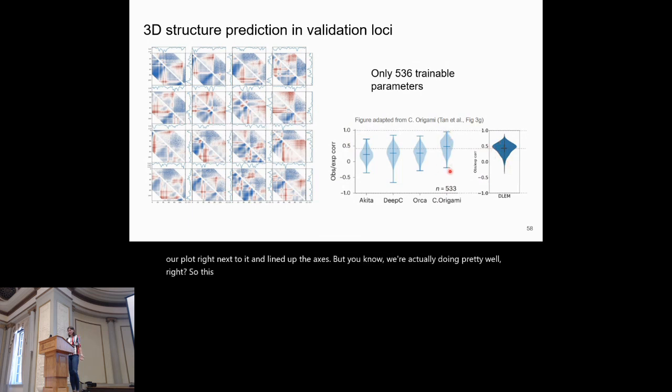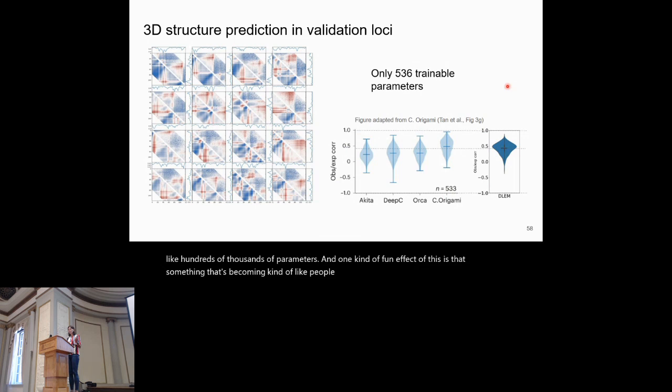So this is C. Origami. It's using exactly the same data. This is our performance. It's not quite as high, but it's pretty good on completely held out data. And one thing about our model is that it only has 536 parameters. So you might wonder why that is. I'm using just two tracks and some motifs, so why 536 parameters? I won't go into it now, but I'm happy to explain later why you need even that many. But it is way, way less than a full deep learning model, which has hundreds of thousands of parameters.